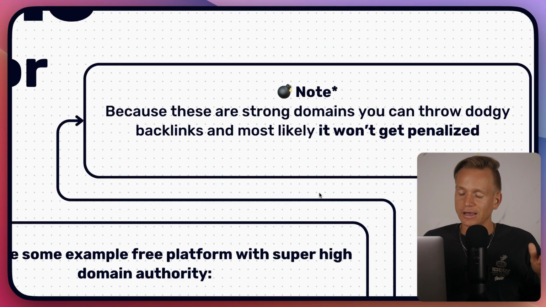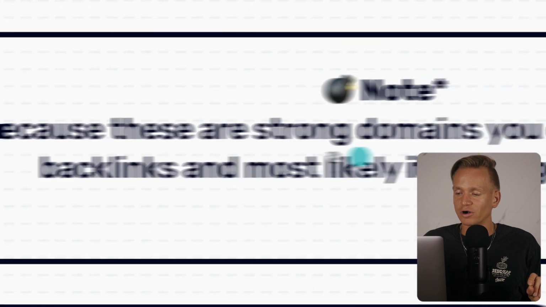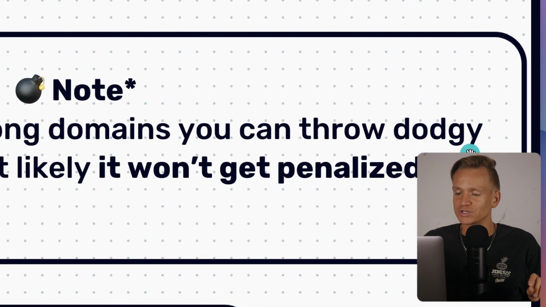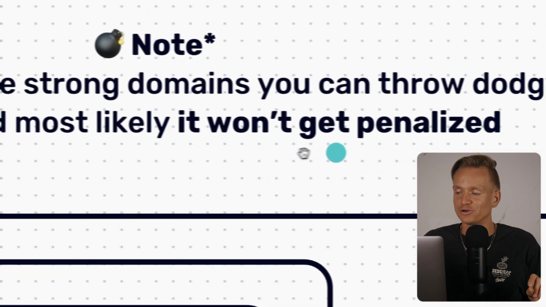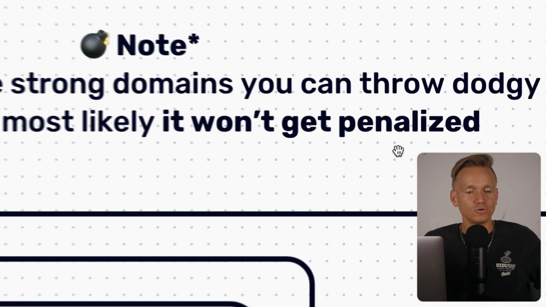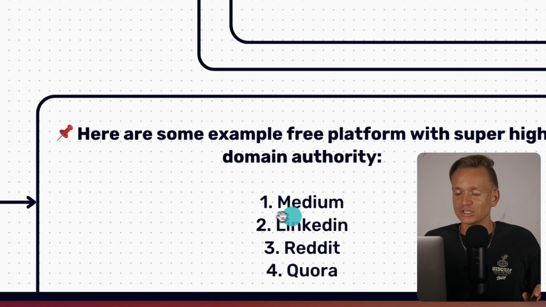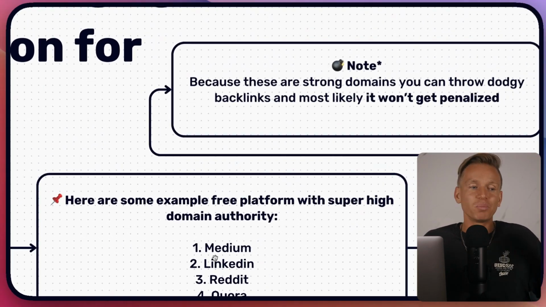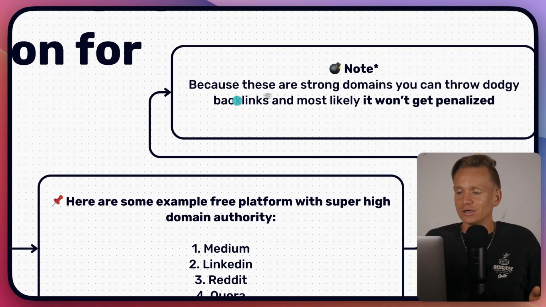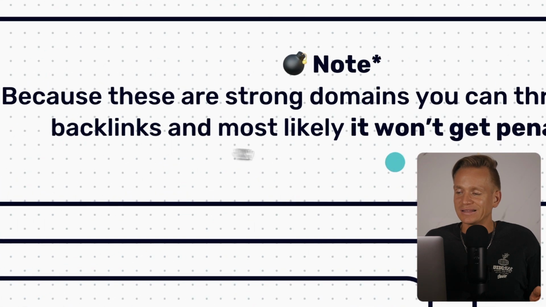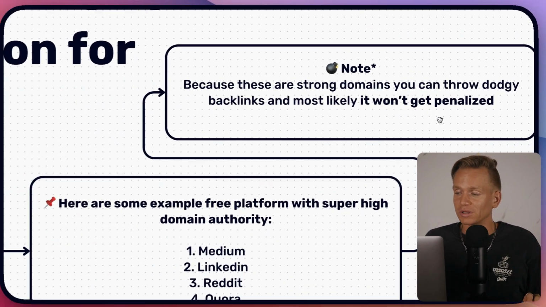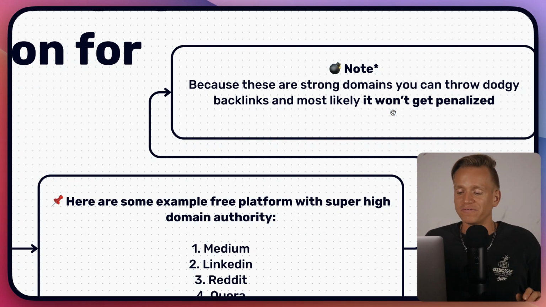Anyone can create an account, and because these are very strong domains, you can even throw some dodgy backlinks and most likely you're not going to get penalized. If you go on Fiverr, buy some backlinks and throw them at an article on your own website, then most likely Google is going to penalize you. But because these websites have such high domain ranking, and they get a bunch of links sent to them all the time, Google sees them a little differently. I'm not guaranteeing it's going to work, but there is a little bit of leeway.